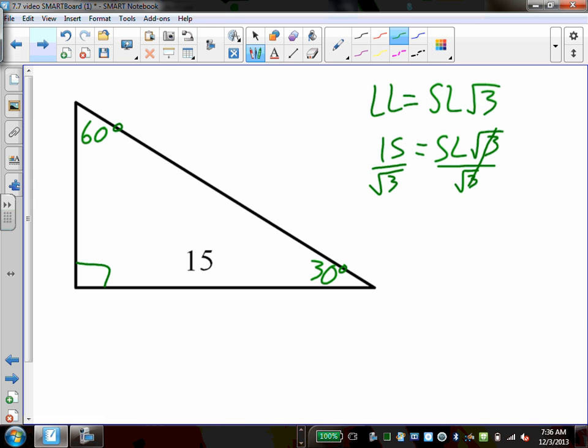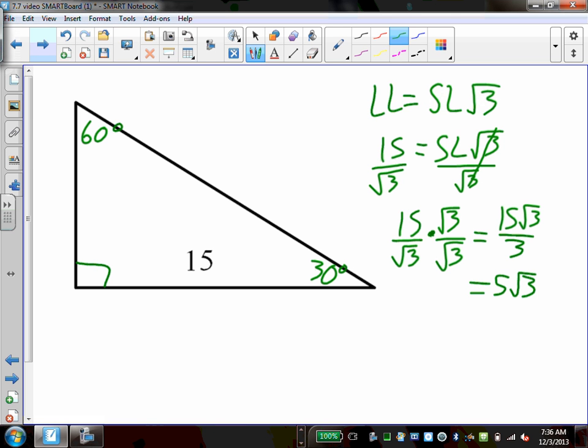Those cancel out. We need to rationalize this. We have 15 root 3. And remember to rationalize, we multiply the top and the bottom by root 3, which is going to give us 15 root 3 over 3. 15 divided by, we can do 15 divided by 3 to simplify this, which will turn it into root 3. Now remember, that's giving us the short leg.